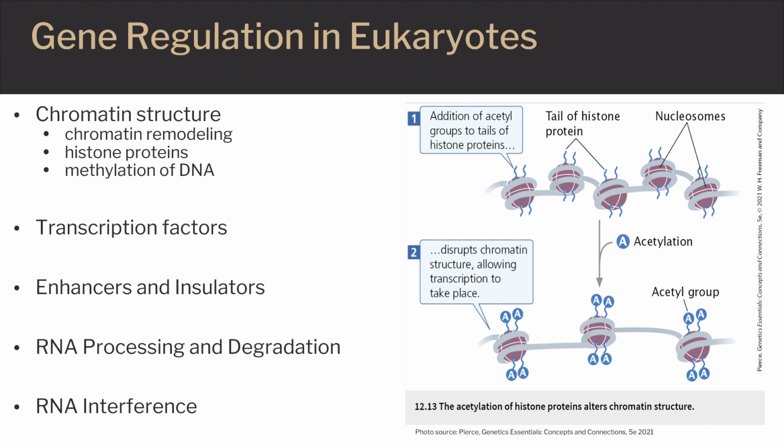The resulting siRNAs or miRNAs combine with proteins to form complexes that bind to complementary sequences in mRNA or DNA. The siRNAs and miRNAs affect gene expression by cleaving mRNA, inhibiting translation, or altering chromatin structure.